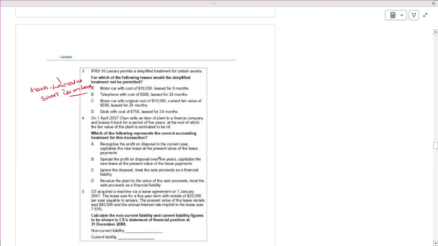What is the low value goods? What is the limit? What is the limit of low value goods? 12 months. 5,000. IFRS 16 permits a simplified treatment of certain assets. For which of the following leases would simplified treatment not be permitted? Understand the point? It is not permitted.